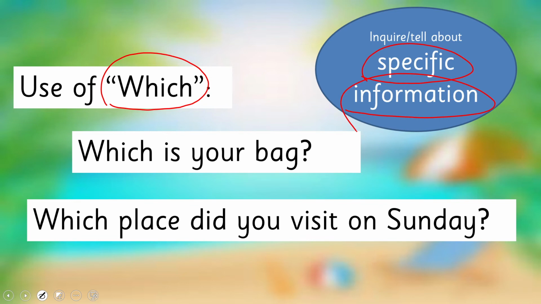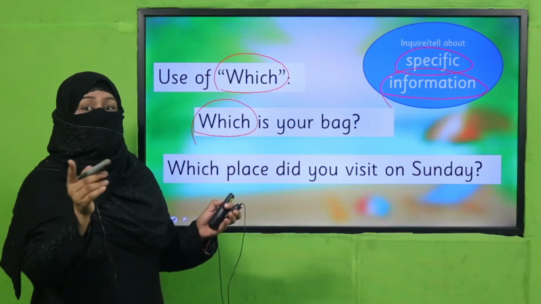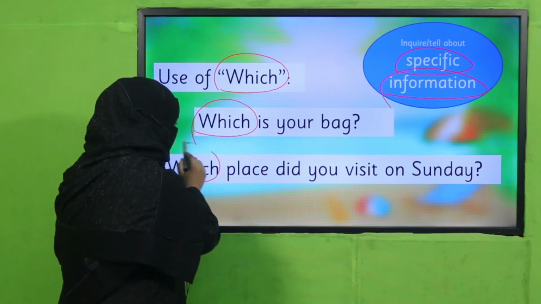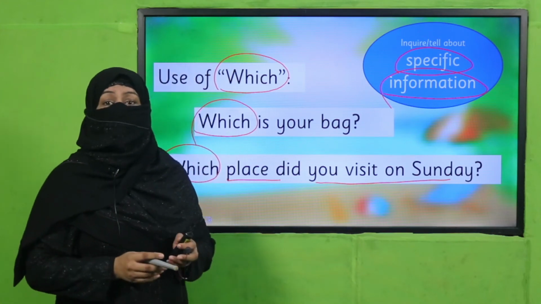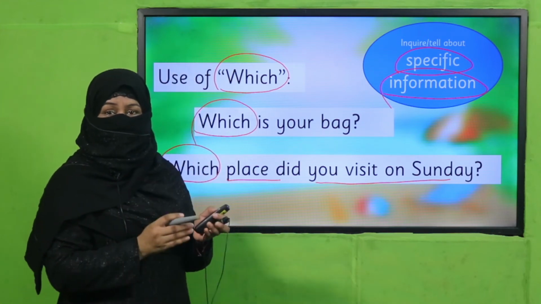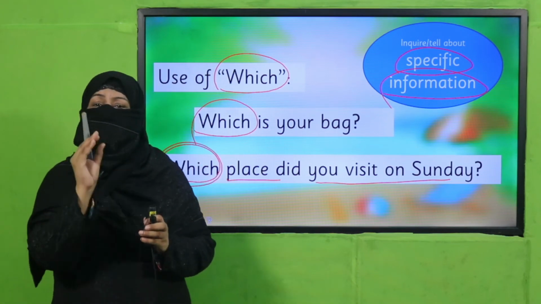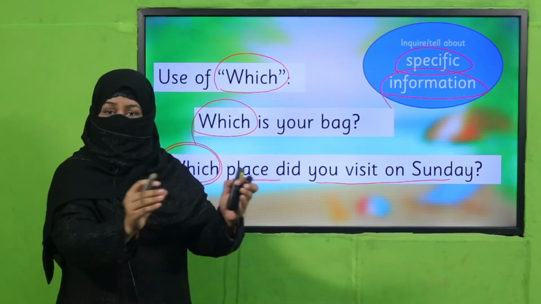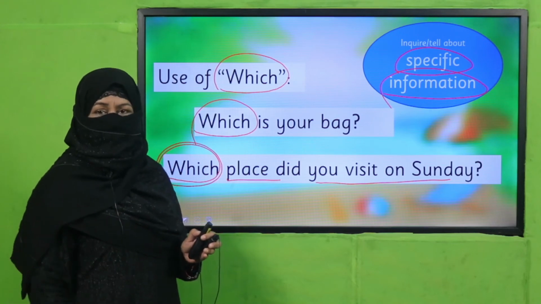And we use which when we want to ask about specific information. It means there are many things and we want to ask about the specific one. Which is your bag? There are many bags, so I want to know which one is yours. And which place did you visit on Sunday? There are many options, so where did you go? Which place did you visit, right? So which refers to a specific place or thing from many. When there are many options, decide which one. All right, do you understand?